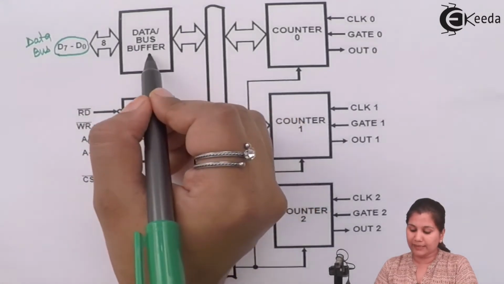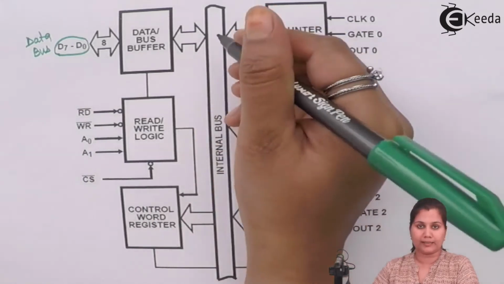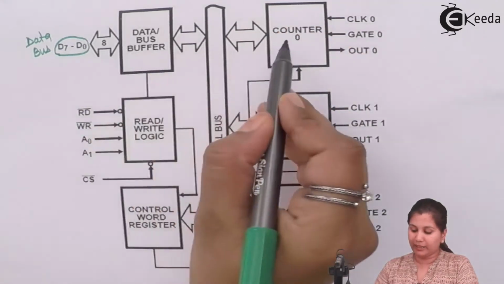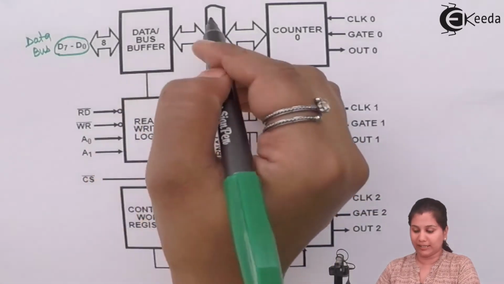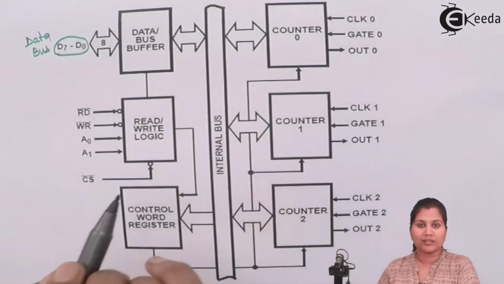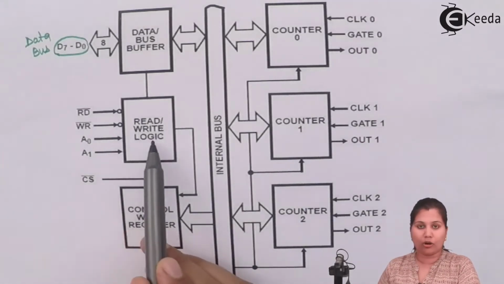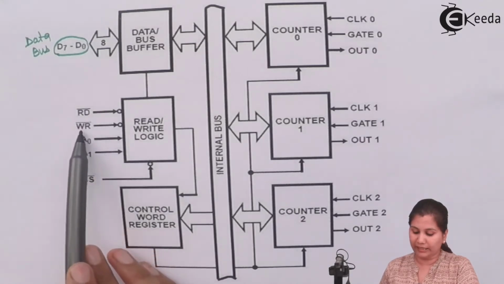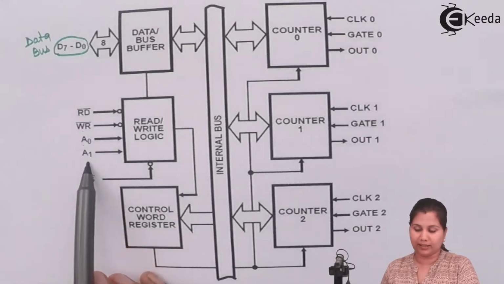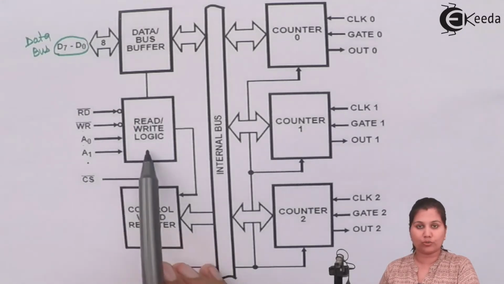This data bus buffer is connected to the internal bus, so that if data is to be transferred to any of the counters, it can be transferred through this internal bus. Then we have the read-write logic. Through this read-write logic, we have the signals read, write, A0 and A1 connected. Then we have the chip select signal also connected to it.